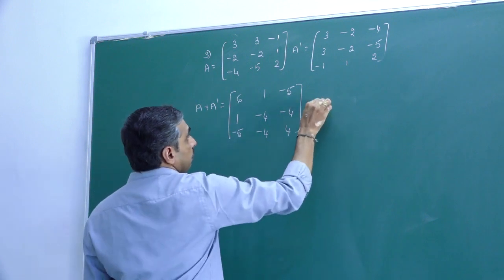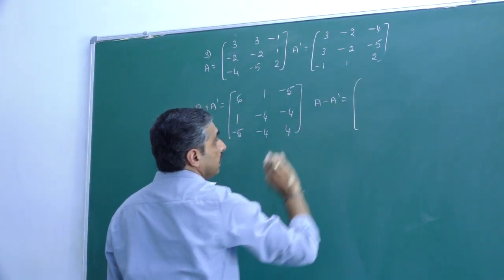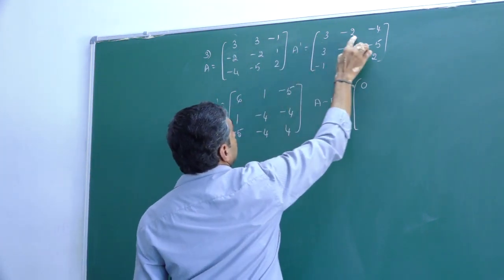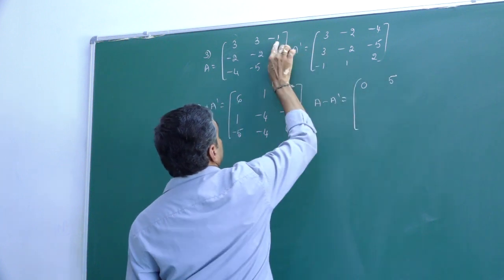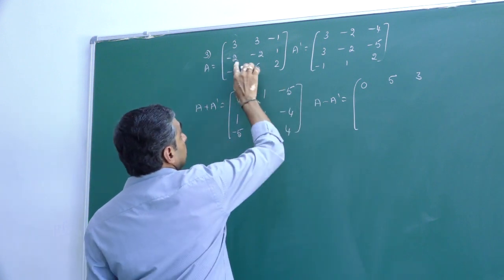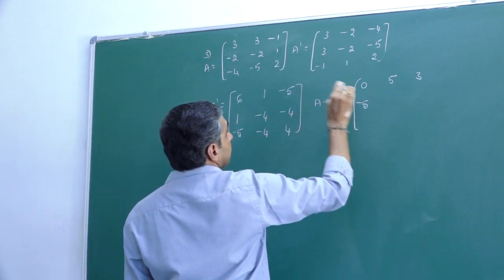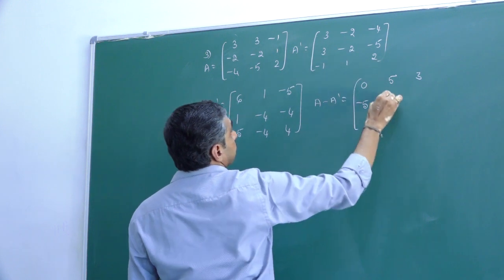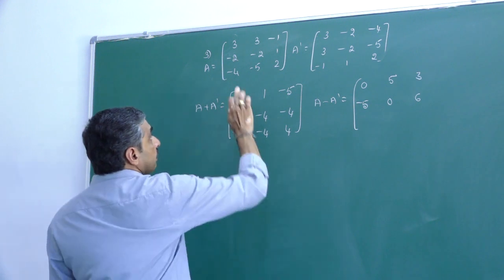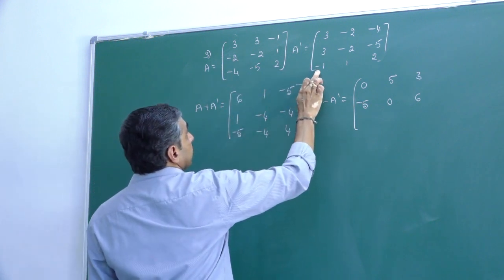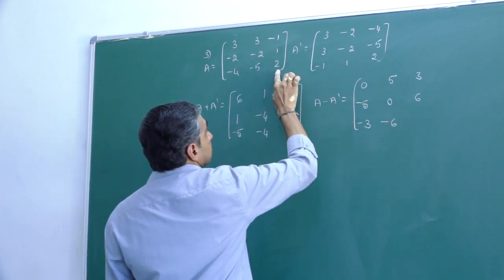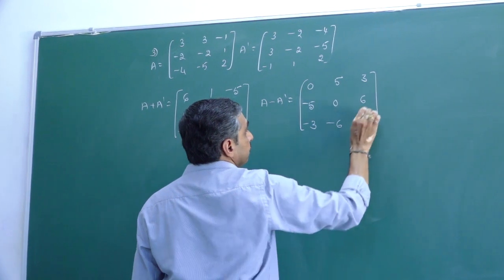Okay. Now A minus A dash. I am subtracting these two matrices. Okay. See, 3 minus 3, 0. 3 plus 2, 5, right? Minus 1 plus 4, 3. Minus 2 minus 3, minus 5. Minus 2 plus 2, 0. 1 plus 5, 6. Next one, minus 4. Okay. Minus 4 plus 1, minus 3. Minus 5 minus 1, minus 6. 2 minus 2 is 0, right?